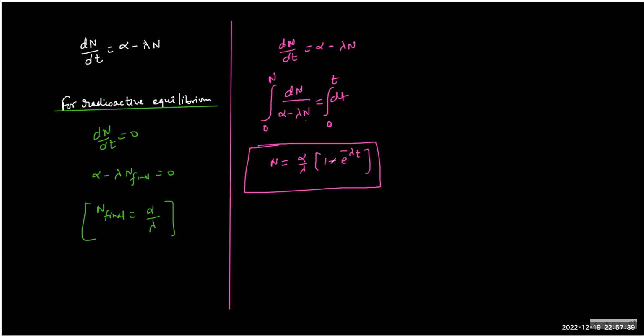So this will be a formula, isn't it? Yes. You can clearly see that if you put t equals 0, N is 0.